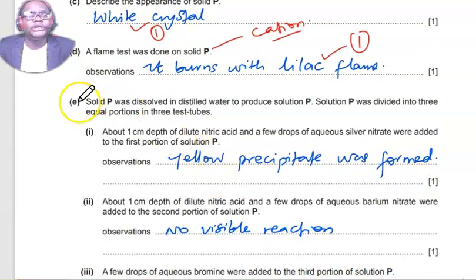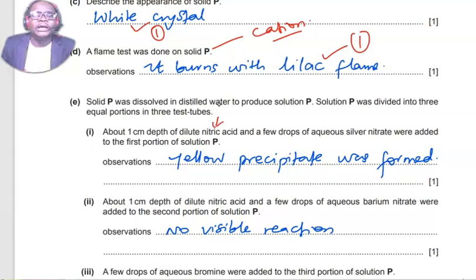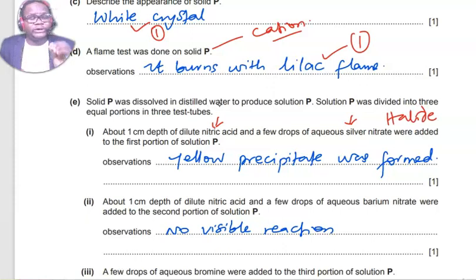Okay. Now E. Solid P was dissolved in water to form a solution. The solution was divided into 3 portions. Now to the first portion, they add nitric acid followed by silver nitrate. What are we trying to test for? We are trying to test for halide. Okay, it's a test for halide. Of course you know your halide here in potassium iodide is iodide. So you are testing for iodide.